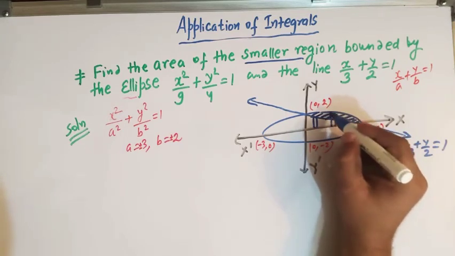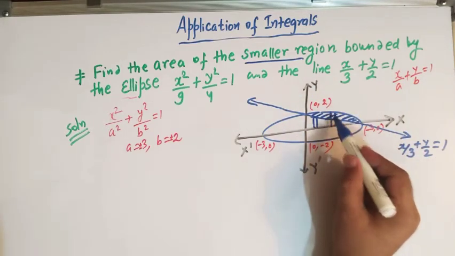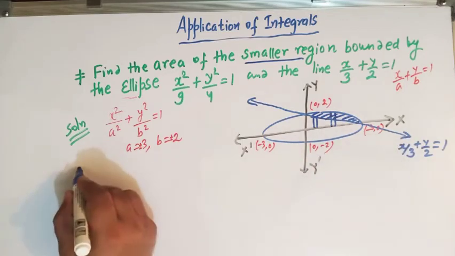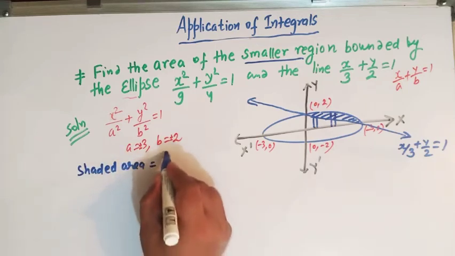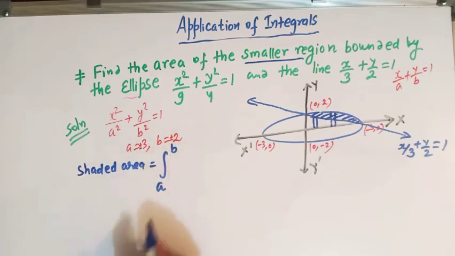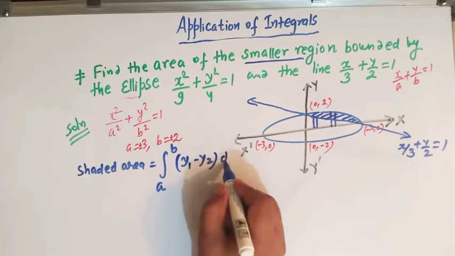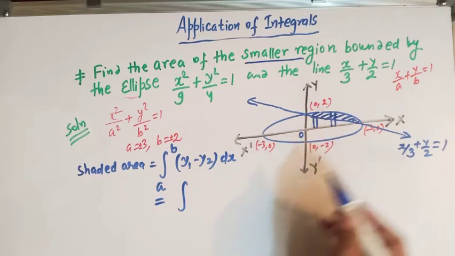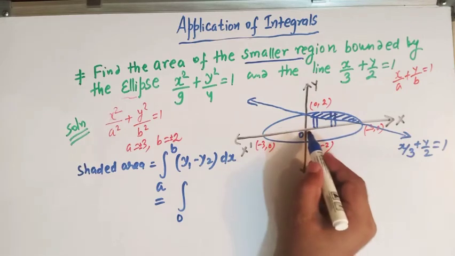So this is the larger strip, this is the smaller strip. This elementary strip touches the ellipse, and this strip touches the line. So what is the shaded area? The shaded area is given by the integral from a to b of y1 minus y2 dx, right? Here the value of a is 0 because we are in the first quadrant. So the value of a is 0 here.